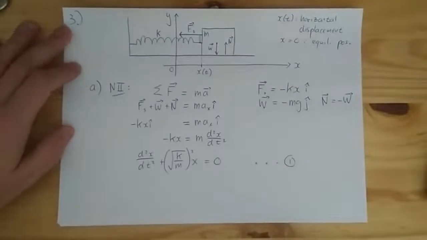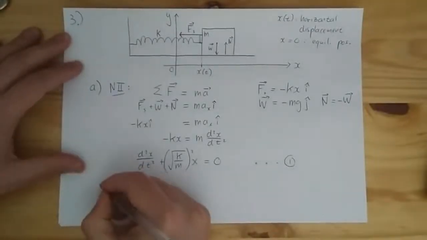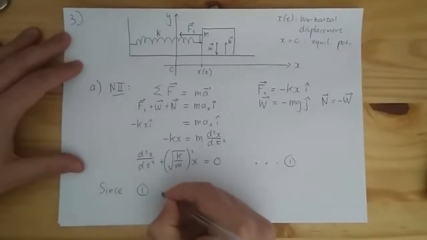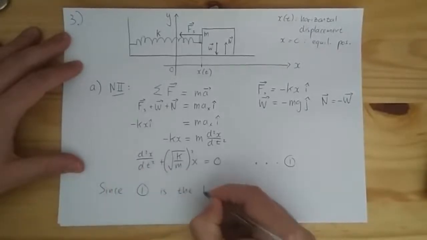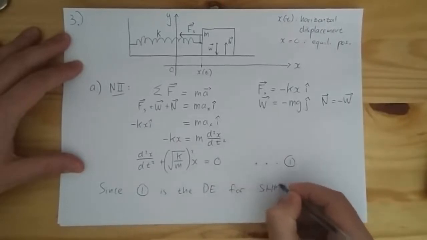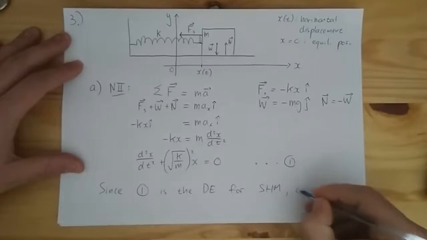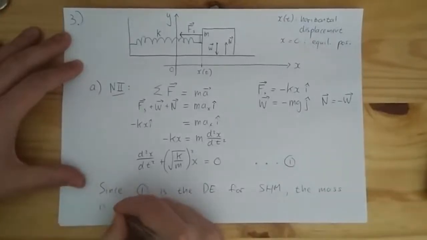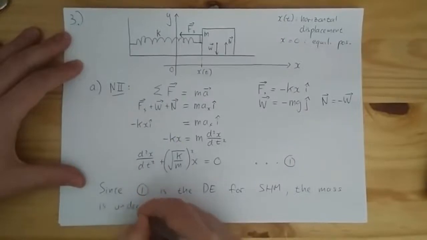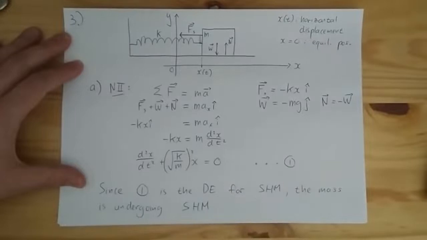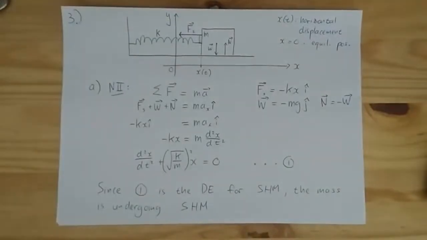Okay. So this tells me that since 1 is the differential equation for simple harmonic motion, the mass is undergoing simple harmonic motion. Okay, and there is the full complete answer for this kind of problem.